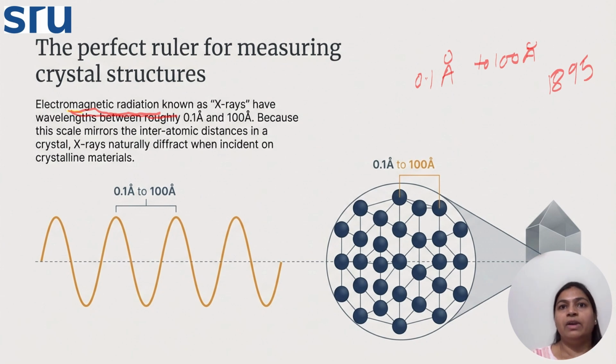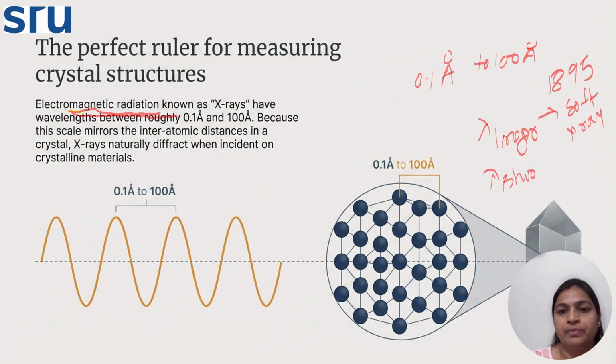The longer wavelength end of the spectrum is known as soft X-ray and the shorter wavelength is known as hard X-ray. That means when the wavelength lambda is longer, we call them soft X-ray, and if the wavelength lambda is shorter, those are hard X-ray.